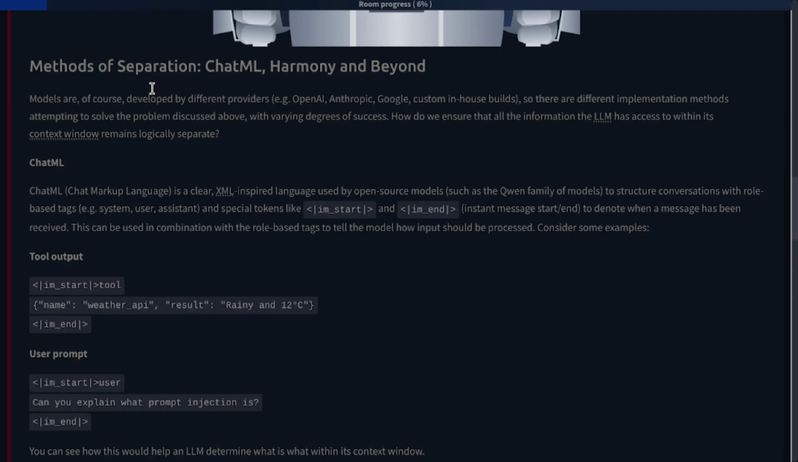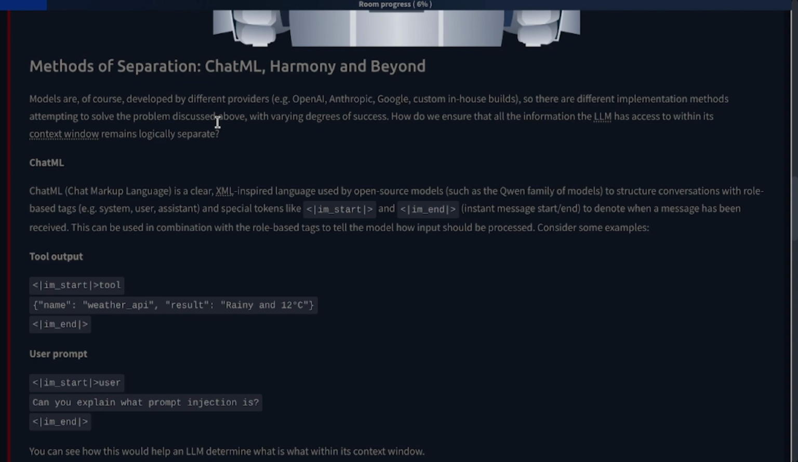The first is ChatML, which stands for chat markup language, a clear XML-inspired language used by open source models such as the Qwen family of models to structure conversations with role-based tags. For example, you would give the system role for the system related tasks, the user tag for the user related input, and assistant for the responses given by the system. And special tokens like im_start and im_end, which is instant message start and end, denote when the message has been received.